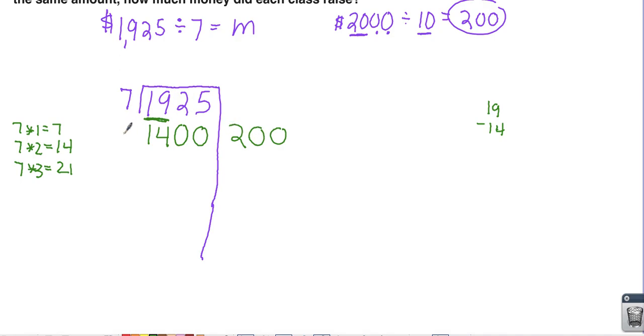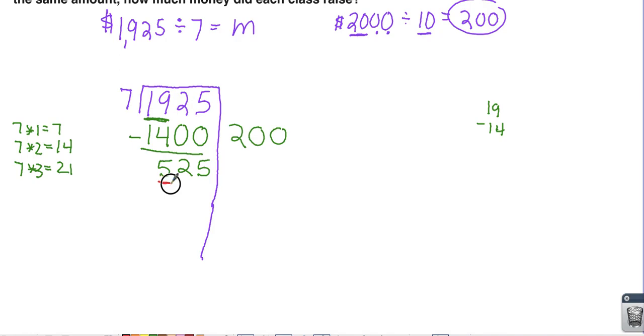What do you think I do next? That's right, I subtract. 5 minus 0, 5. 2 minus 0, 2. 9 minus 4, 5. 1 minus 1 is 0. I'm left with 525, which is much bigger than 7. So I have to keep dividing.